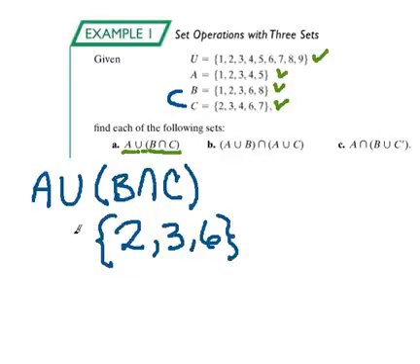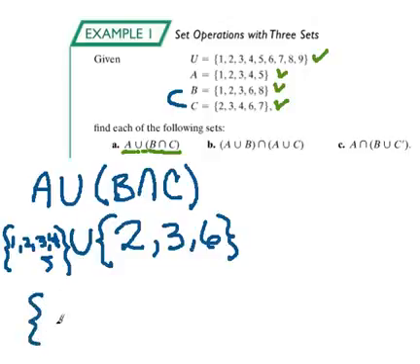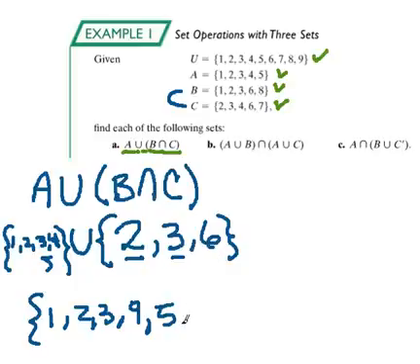Now remember, I have to do the union of that and A. Remember, A is 1, 2, 3, 4, 5. Sorry, that was a little sloppy. 1, 2, 3, 4, 5. Now, union means I need one of every element. So I'm going to start with the left one. 1, 2, 3, 4, 5. Now, I already have a 2, I already have a 3, but I need a 6. So 6. So folks, this is your final answer for question A.